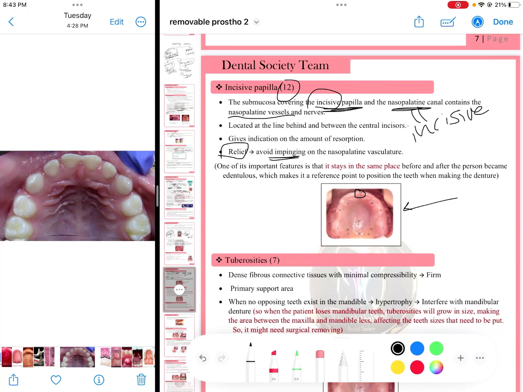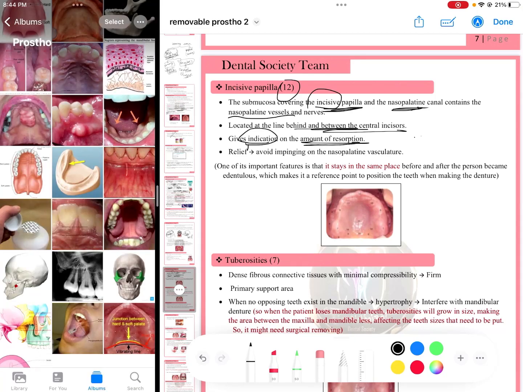It is very important, because when resorption happens, it stays in its place, before and after the patient becomes edentulous, and it's like a reference point. So if you want to place the incisors back in their place, it is located on a line behind, between the two incisors. And it gives an indication of the amount of resorption, since it stays in its place.